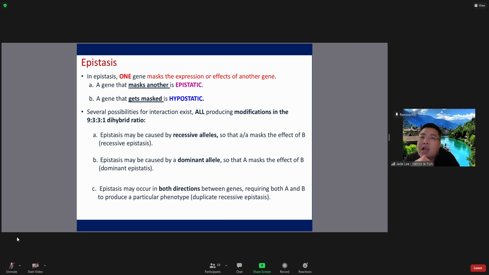Kalau epistasis that may be caused by dominant allele, that A besar pun dominant, mask effect of B pun dominant, that's what we call the dominant epistasis. If the epistasis that may occur both directional or direction between genes require both A and B to produce a particular phenotype, this is what we call a duplicate recessive epistasis. Okay? Ini cuma bagi tahu kamu sajalah. Contohnya epigenetics yang akan kita belajar dengan lebih lanjut lagi di developmental biology. We'll talk more about epigenetic nanti. Okay, this is just to introduce you what is called by epistasis.